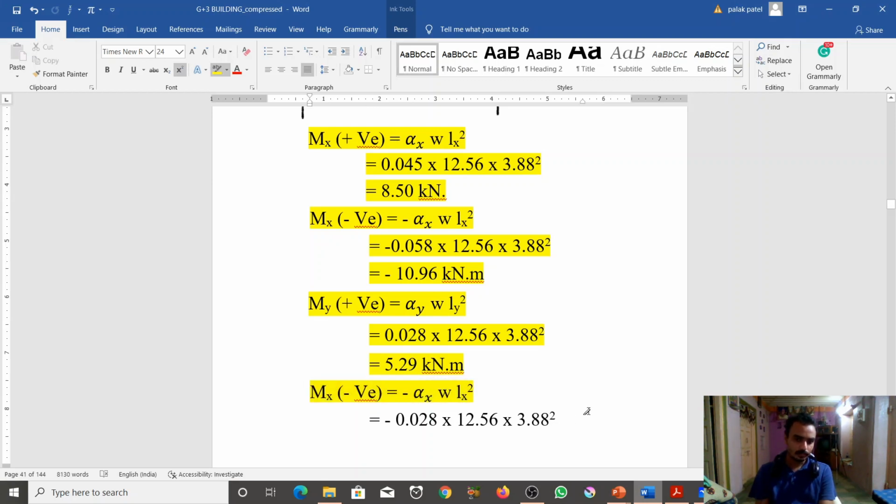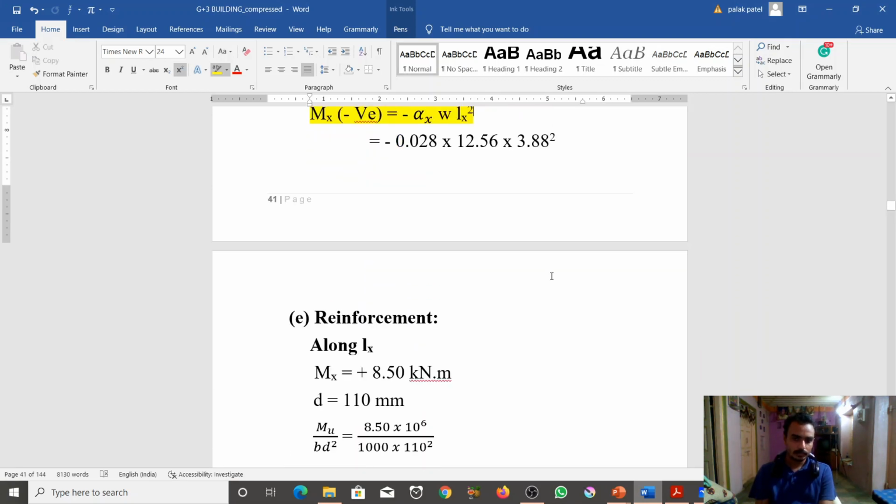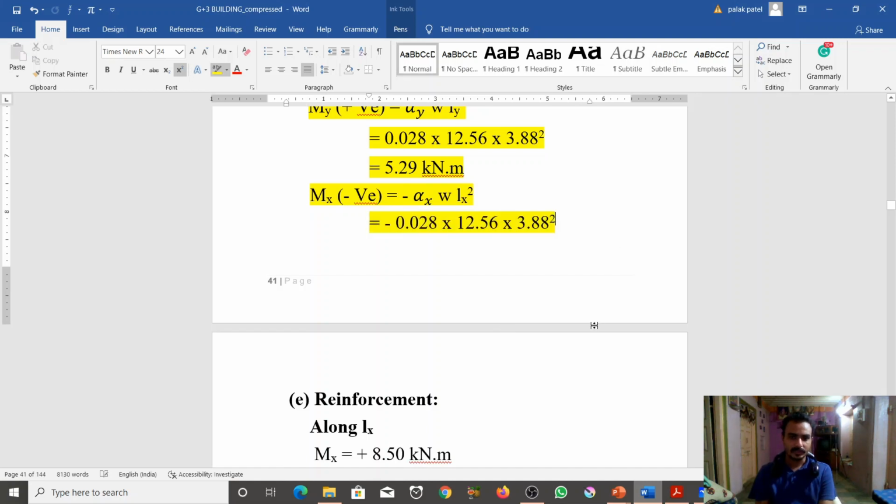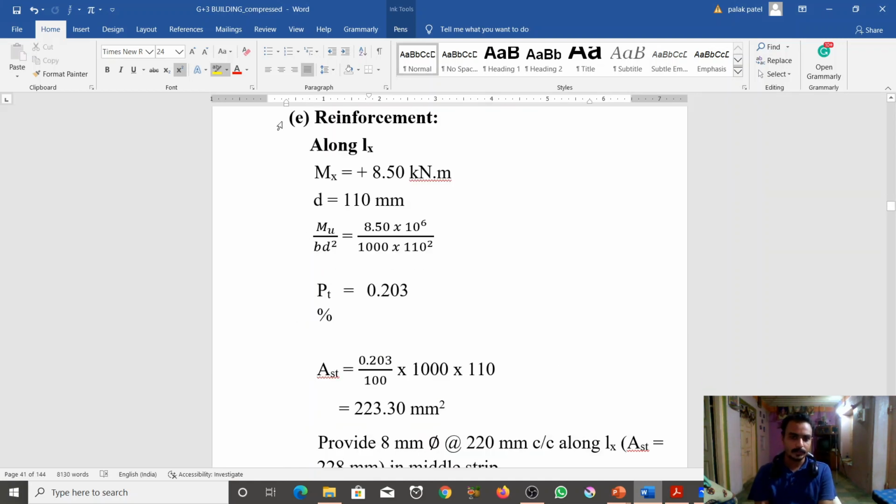Mx negative, we can find out Mx negative. Now we have to design the reinforcement along lx. Along lx means shorter span. We have to use Mx positive, which is at the center of the slab. So Mx plus 8.50 kilonewton into meter.